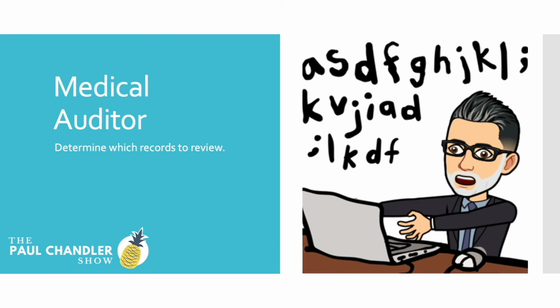The third step is for the medical auditor to determine which records to review. In order to choose which records to include in the audit, you must identify the precise patient population to be evaluated. Consider age, gender, clinical status, and treatment regimen, and be sure everyone involved in the audit knows exactly what determines whether a patient is included or excluded.